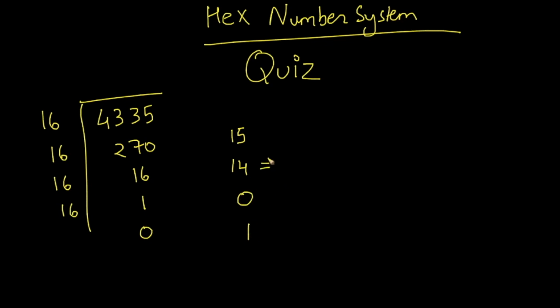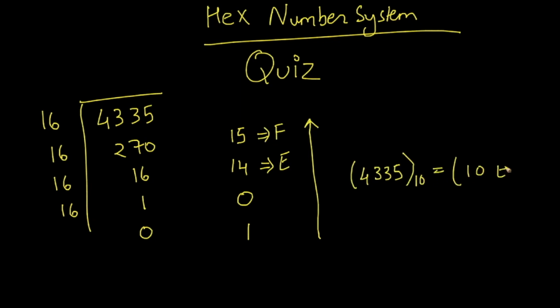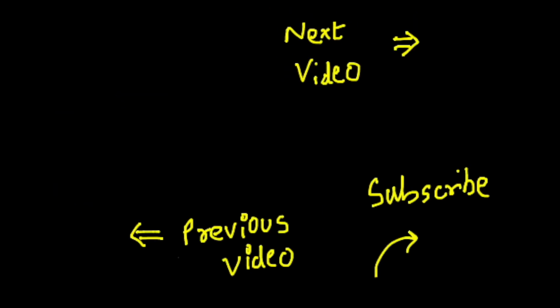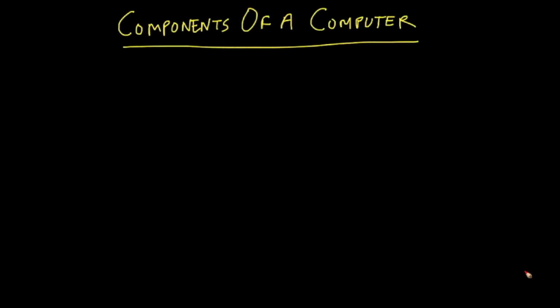And as we did last time, we'll convert anything with two digits to its equivalent hex number. So 14 will become E, 15 will become F, and so the answer is 4335 in decimal number system is 10EF in hex. So now you have some idea on how things work at the lowest level of a computer.